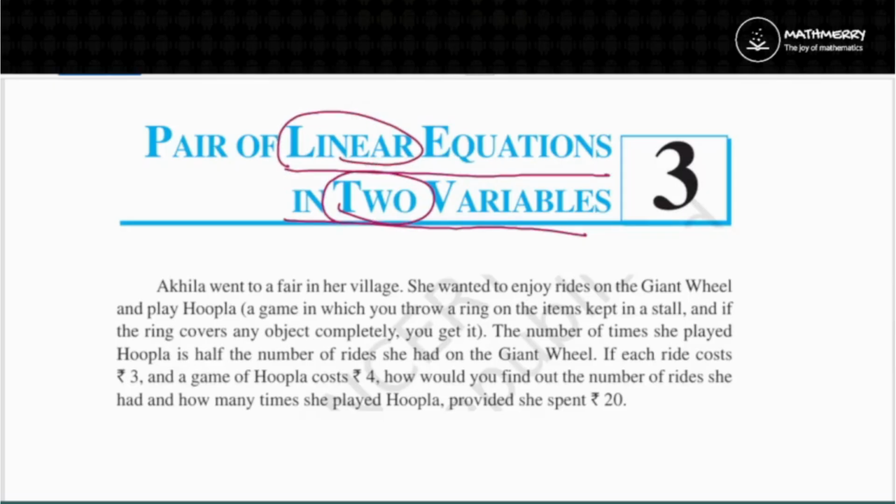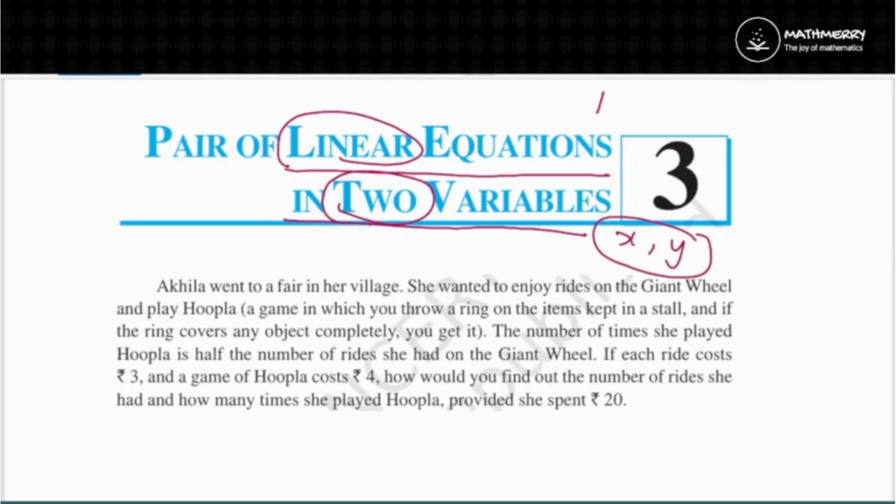What do you mean by linear equation? When the degree of the equation is 1, we call it a linear polynomial or a linear equation. Here we have two variables also. So it can be x comma y. These are the two variables we can use.